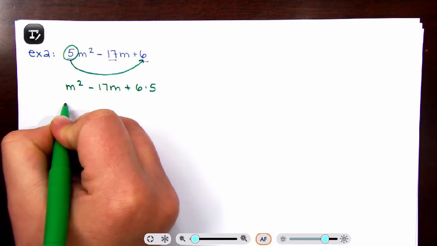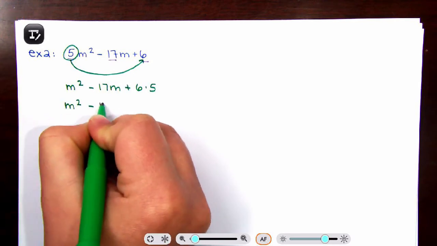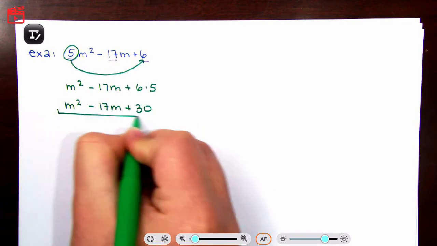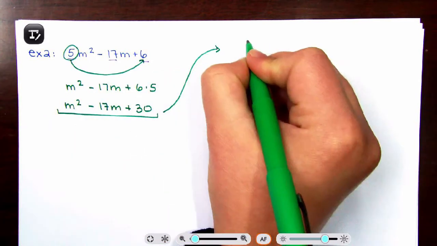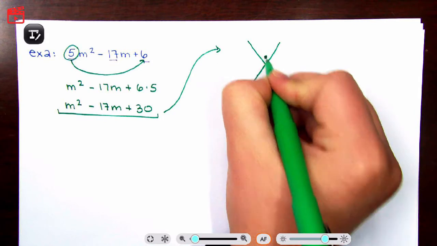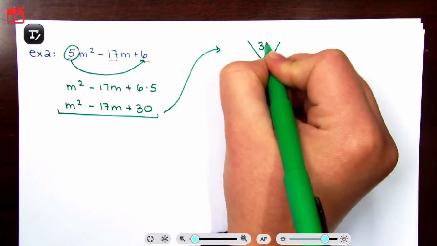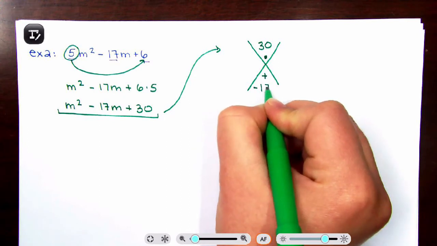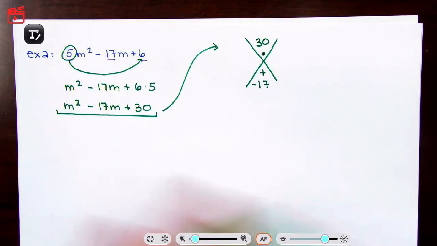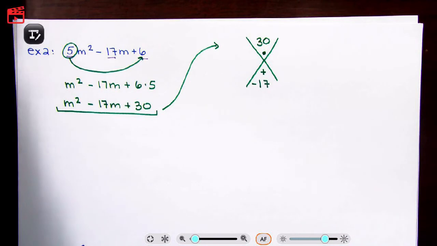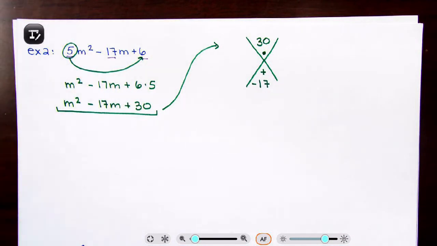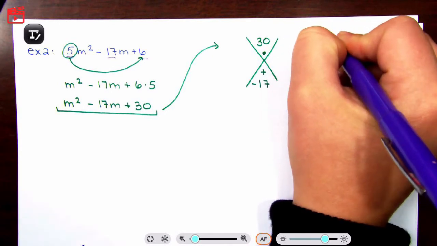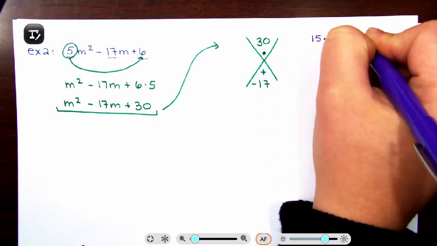So that means I have m squared minus 17m plus 30. From here, you're going to use the guess and check method. Two numbers that multiply to 30 and add to a negative 17. The only two that are coming to mind for this one here is 15 times 2. 15 times 2 is 30.